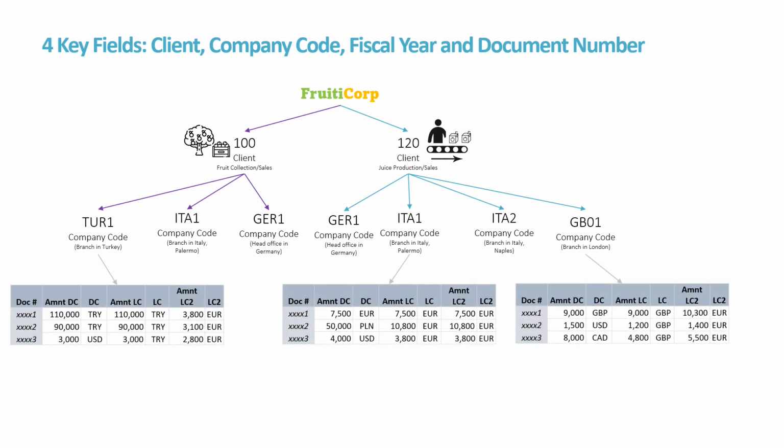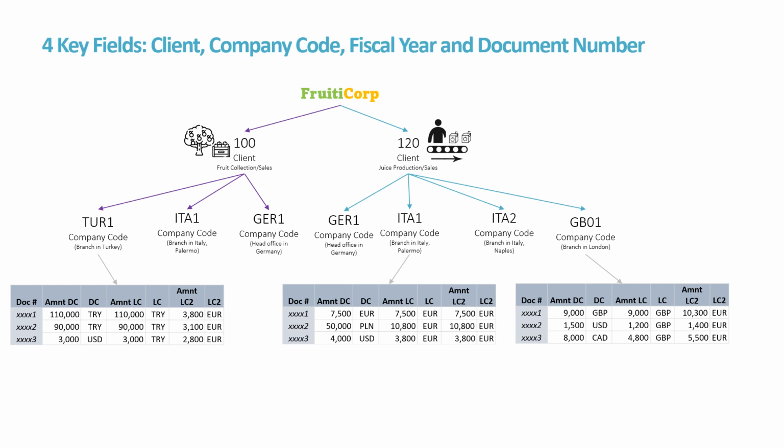Let's illustrate this scenario in order to understand the currencies better. Let's check postings of 3 entities located in different countries but belonging to the same organization or company of Fruticorp. As you can see, postings can be done in any document currency. However, local currency is the same within company codes.